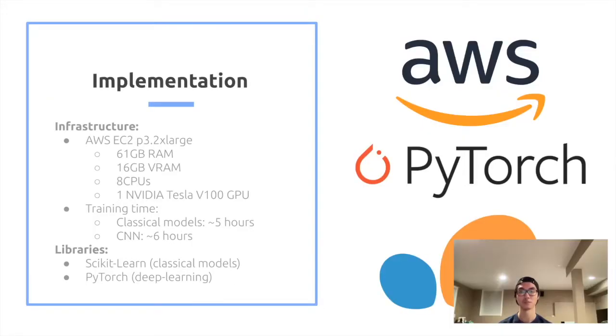The classical models took around 5 hours to train, whereas the CNN took around 6 hours to train. We used scikit-learn for the classical models and PyTorch for the CNNs.